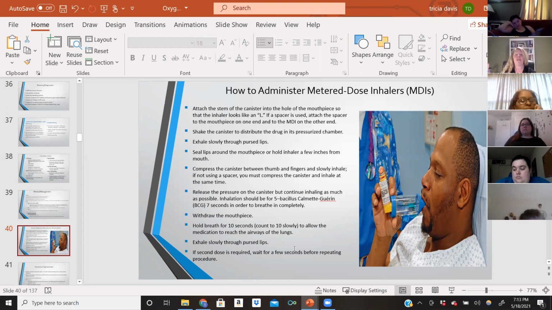Compress the canister between the thumb and the fingers and slowly inhale. If you're not using a spacer, you must compress the canister and inhale at the same time. So that's why sometimes for some people that spacer is just easier. You will release the pressure on the canister, but continue inhaling as much medication as possible.